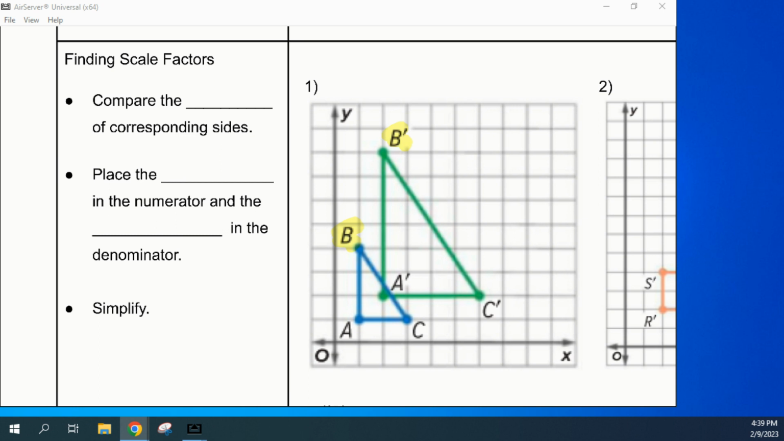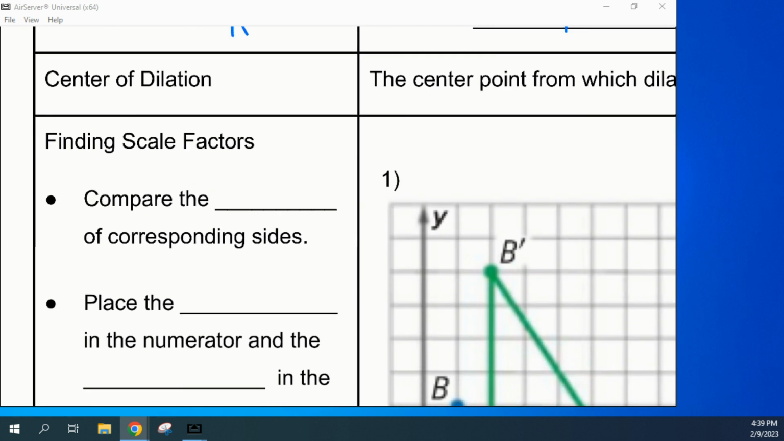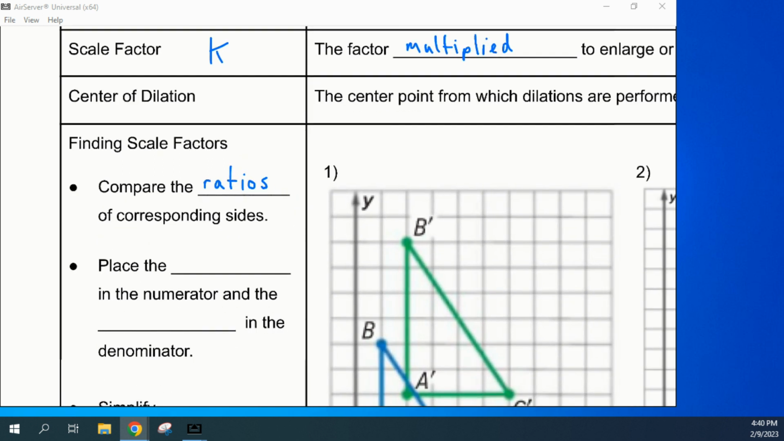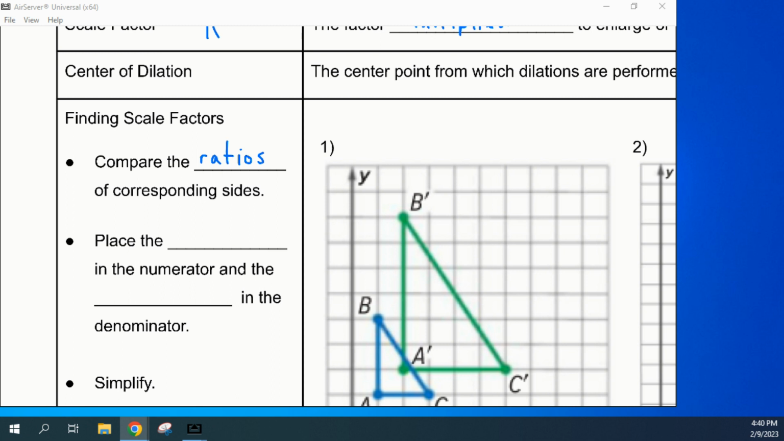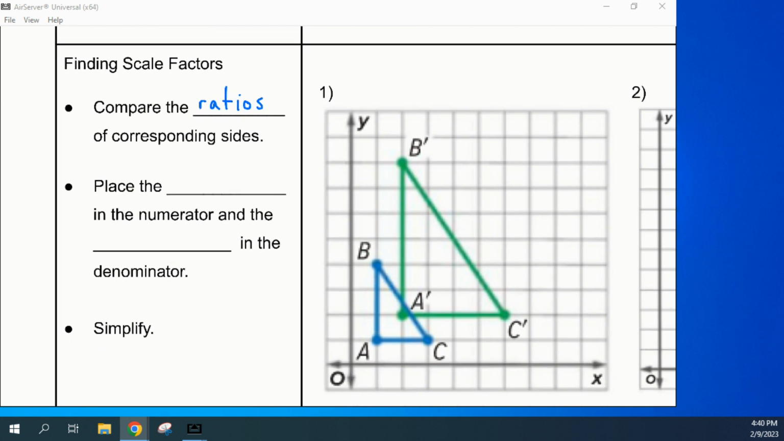What I've highlighted, that green triangle, has all of the prime points: A prime, B prime, and C prime. That's going to be your image. That's what happens after the transformation from the blue triangle, which is A, B, and C. So it looks like our figure is going to be getting bigger, and we're going to figure out how. The first thing that we need to do is compare the ratios of corresponding sides. You've seen this word ratios before. That means fractions. So we are going to make fractions, but they're not that bad. Corresponding sides basically just means which sides relate to what. So in my blue triangle, what sides relate to the sides in the green triangle. It's pretty obvious for the most part in a situation like this.